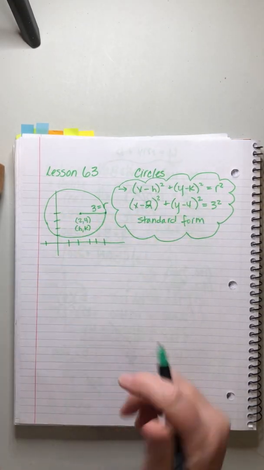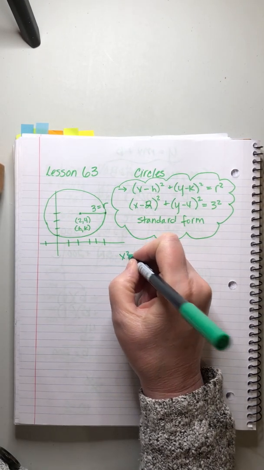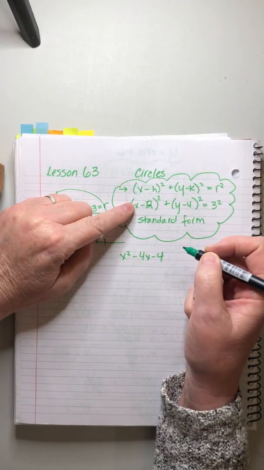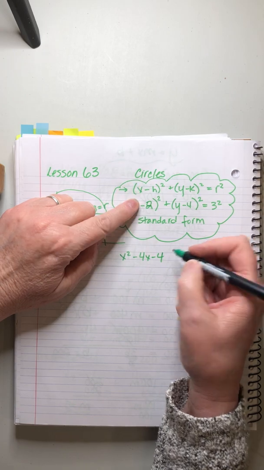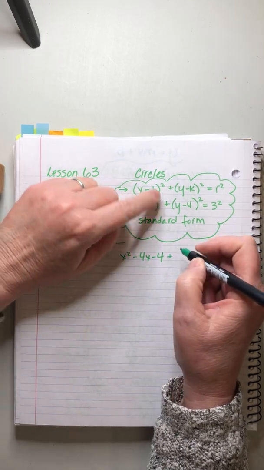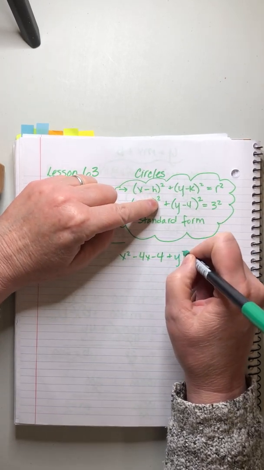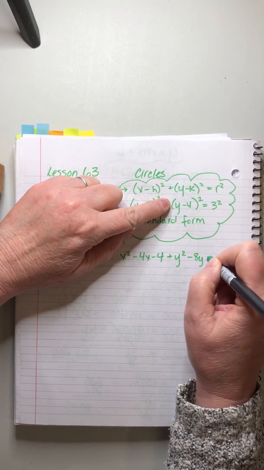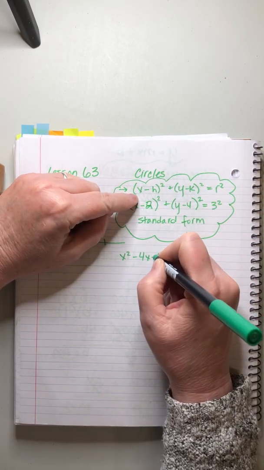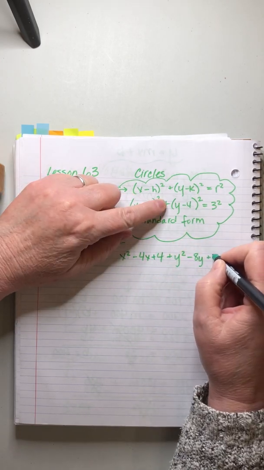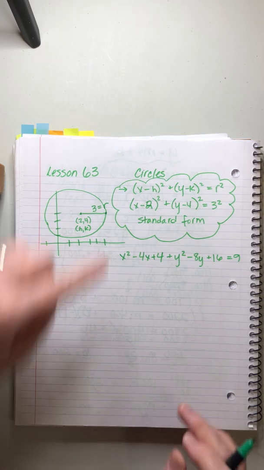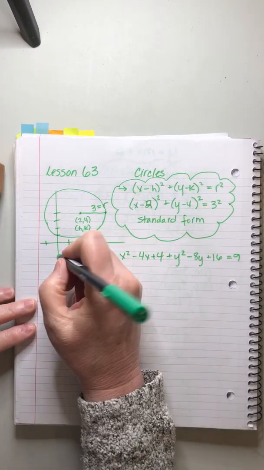I'm starting from here. That would be x squared minus 4x plus 4. Can you guys do binomials in your head? I hope so. That's how I did that. Plus y squared minus 8y plus 16 equals 9. Okay, so I took this and I multiplied it.